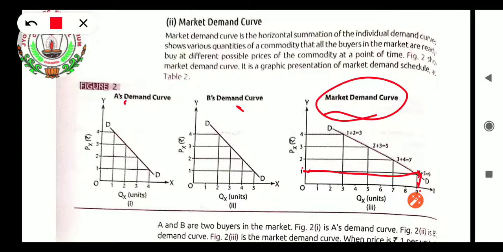Keep the dot dark. Now the price increases to rupees 2. When the price was 2, the quantity demanded by A was 3 units and the quantity demanded by B was 4 units. So 3 plus 4, how much comes? 7. So let us plot 2 and 7. Here again we get a dot: 3 plus 4 is 7 units. In the same way for price 3 and at price rupees 4 we will be plotting 3 and 5.